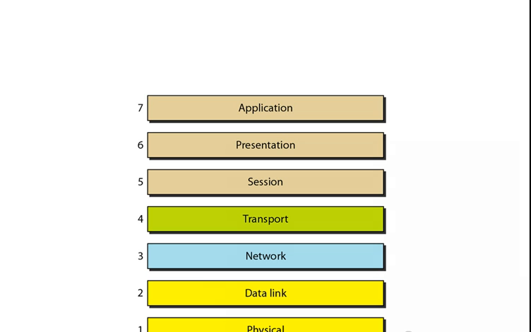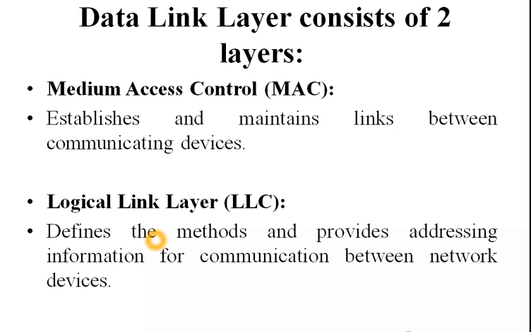This is the 7th layer of the OSI reference model. The data link layer, which we are now studying, is the 2nd layer of the OSI reference model. The data link layer consists of 2 sublayers. Medium Access Control, MAC, establishes and maintains links between communicating devices. When we have two communicating devices, it maintains the link between them.